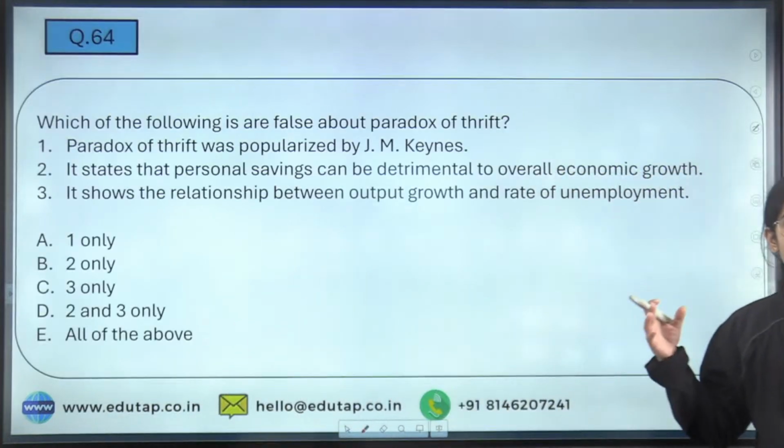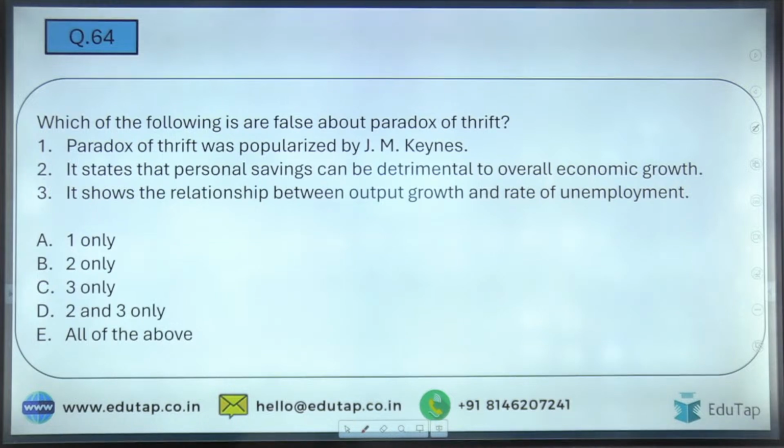Next is, which of the following statements is actually false about the paradox of thrift? So kindly read the statements very carefully and try to answer this question.